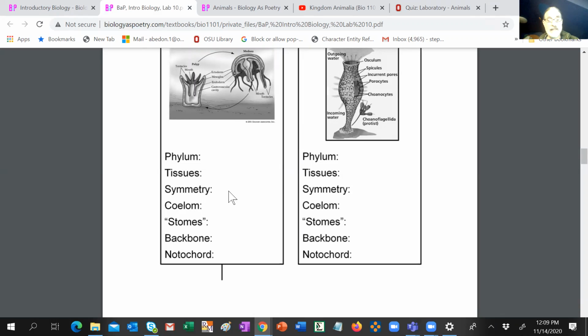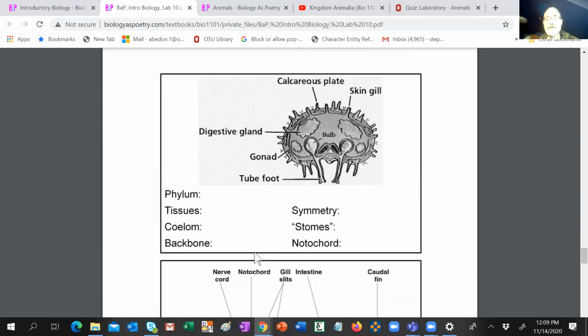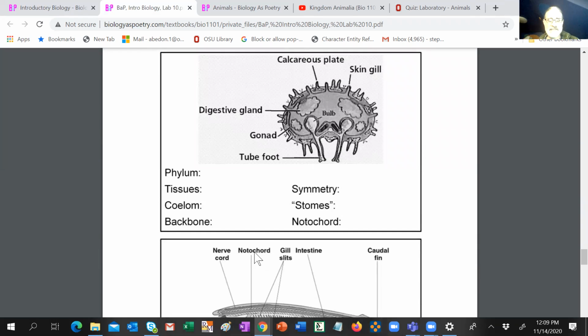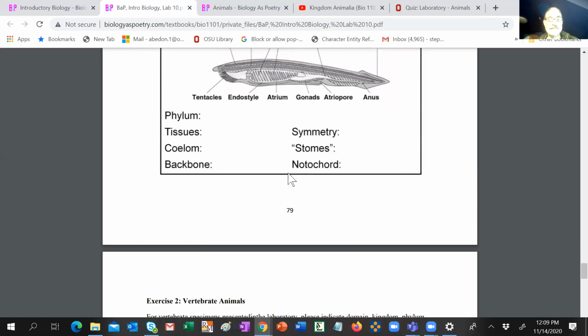Whether or not they have symmetry, and if they have symmetry, whether they're members of the radiata or the bilateria, whether or not they have coeloms, or if that's even applicable, and if they do have coeloms, then they could either be acoelomates or pseudocoelomates or coelomates, whether they're deuterostomes or protostomes, or if that's even applicable, whether or not they have backbones, and whether or not they have a notochord. So you'll be going through these various things, again, looking for the station of specimens that have animals that correspond to these various things that you're seeing here.